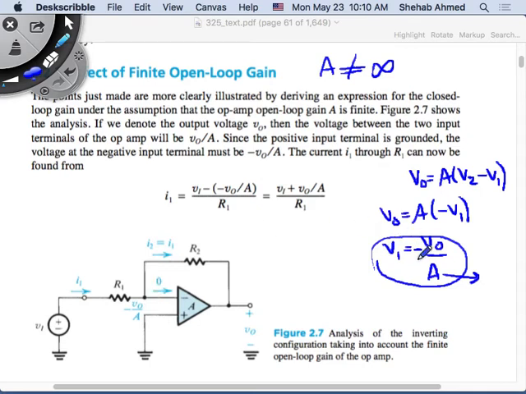But in fact, V0 or V output is a finite value, which we said it is going to be. If we assume A is infinite, it's a finite value. It doesn't make sense to talk about this if there's no finite way to create a finite voltage output.